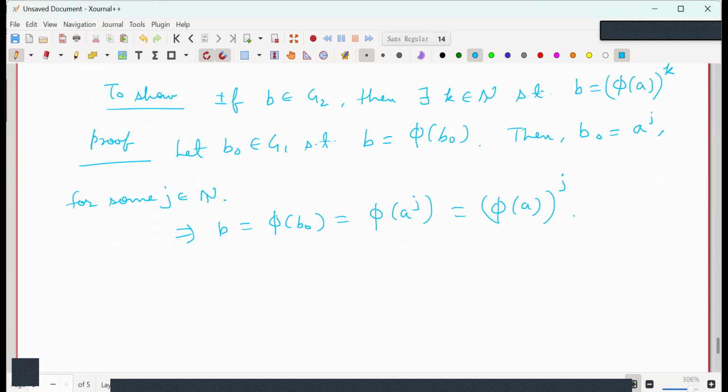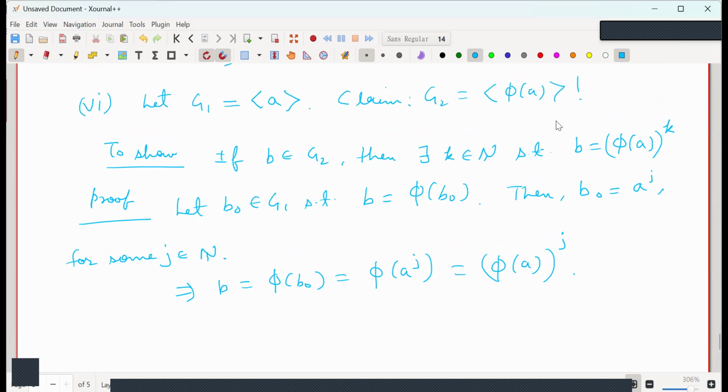Clear? It completes the proof, right? So any element in G2, you can write it as a power of phi of A. So phi of A is a generator of G2. Surjectivity is needed. Without surjectivity, you won't be able to conclude this.